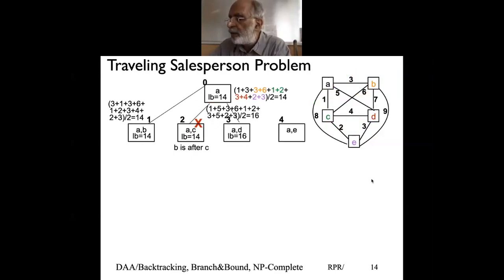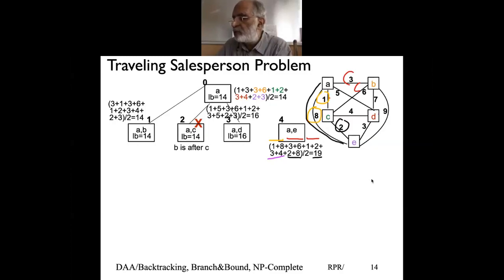And similarly, we'll explore A to E. Once I go A to E, I take 8 and my next minimum is 1. So for A it would be 1 plus 8. For B it is again 3 and 6. For C it is 1 and 2. For D it is 3 and 4. But for E, because this edge is taken, the next minimum is 2, so it becomes 2 plus 8, and the total becomes 19. So these are my costs now.